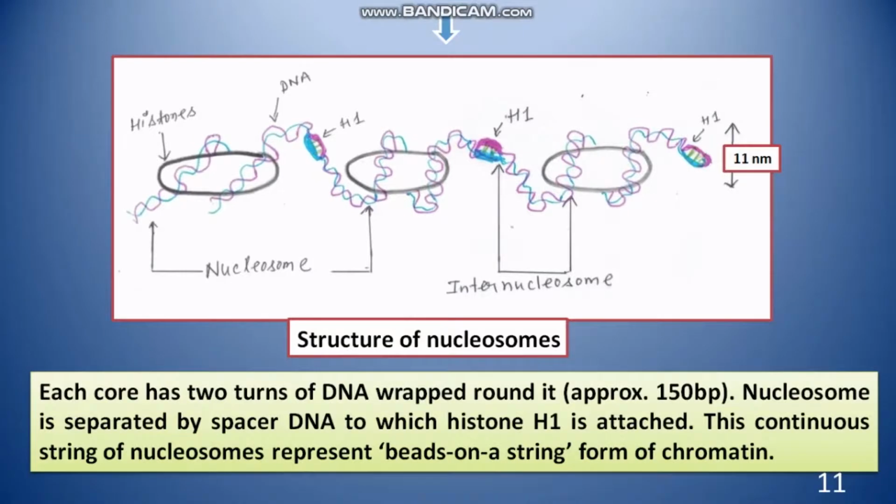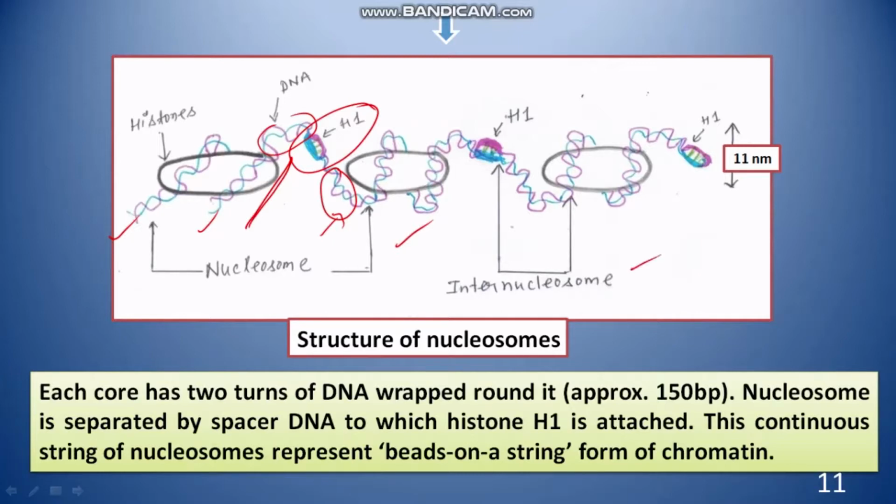So you can see here the structure of nucleosome. This is one core of histone. Here each core has 2 turns of DNA, which is wrapped around it and has around 150 base pair. Now nucleosomes are separated by spacer DNA, to which histone H1 is attached. Spacer DNA are non-coding DNA. And these continuous strings of nucleosomes present beads on a string. So you can see here H1, H1 and this DNA.